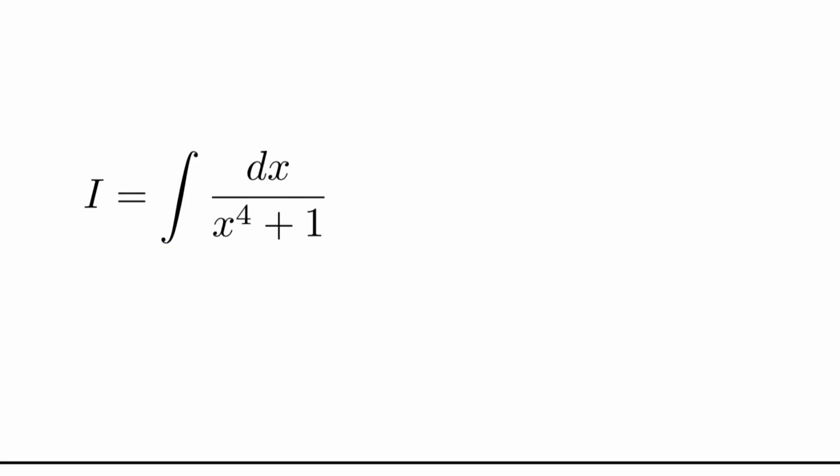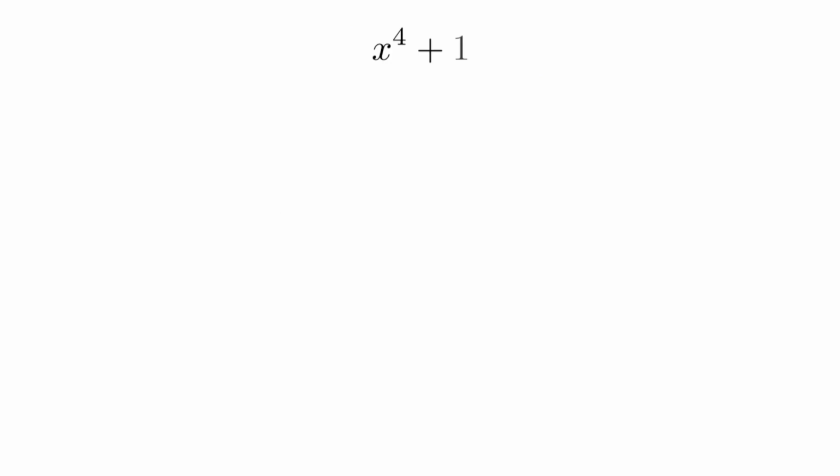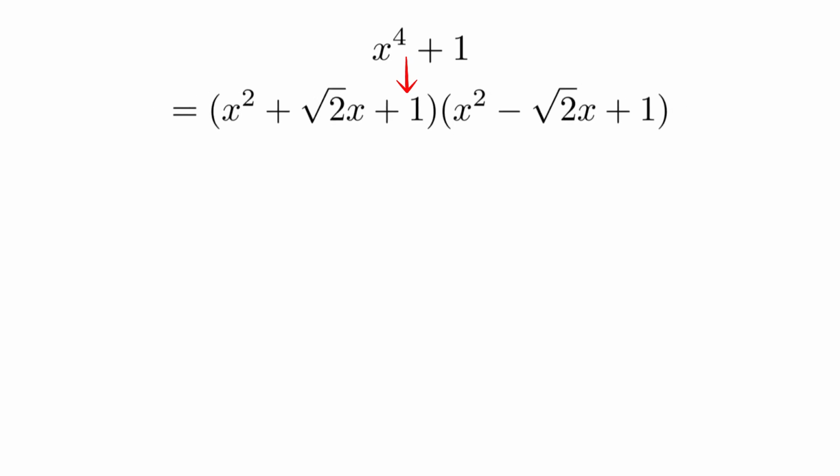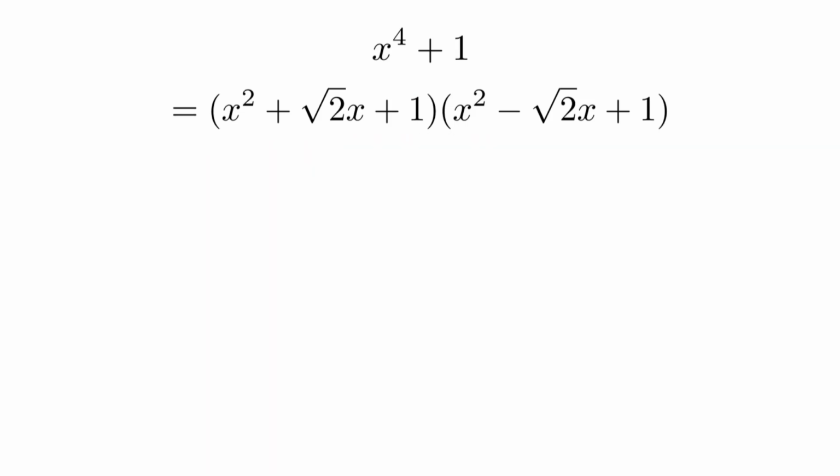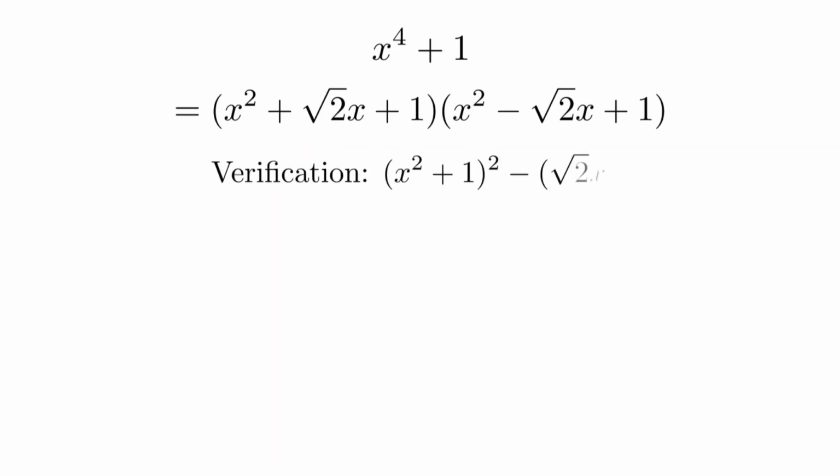The first step is to factor the denominator. x to the power 4 plus 1 factors into (x squared plus square root of 2 times x plus 1) multiplied by (x squared minus square root of 2 times x plus 1). Let's verify this factorization.